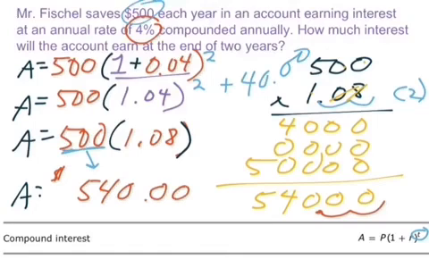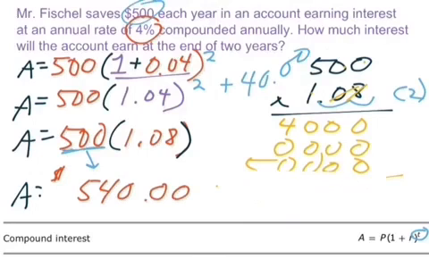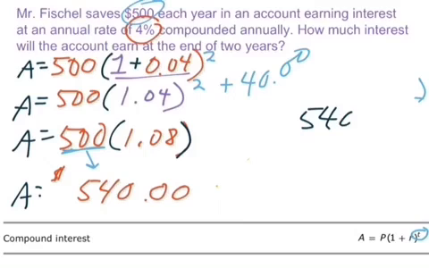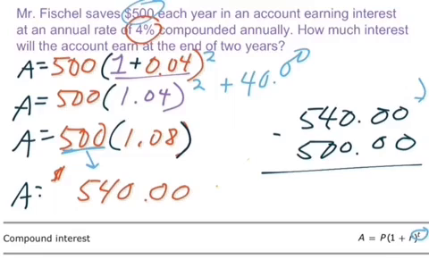So how much interest will the account earn at the end? The account will actually earn $40. The total amount in the account is $540. I'll kind of write it out for you. But remember, we started, or Mr. Fischel started with the 500. So how much did it earn? You just subtract that. It earned $40. So that's how much interest it earned in 2 years.